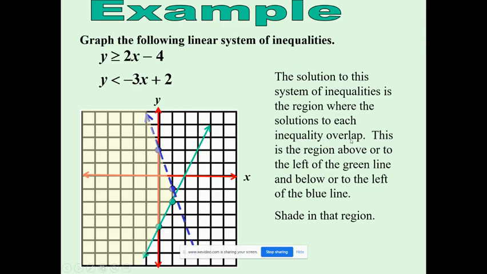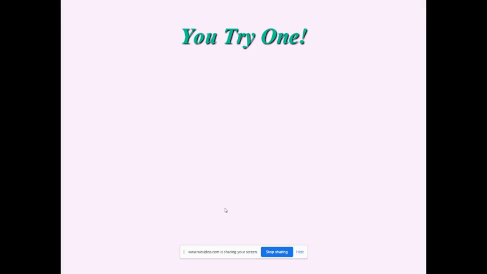The solution to the system of inequalities is always the region where the solutions overlap. This is the region to the left of the green line and below or to the left of the blue line. That is the region that's overlapping. Now, I know some of you, when you get to doing your homework, are going to want to shade the first section. Do that, but do it lightly. And then when it comes to shading the section they overlap, you can darken it or take a highlighter to go over it so that it's a little bit darker.